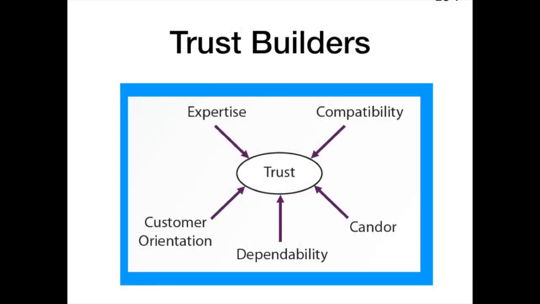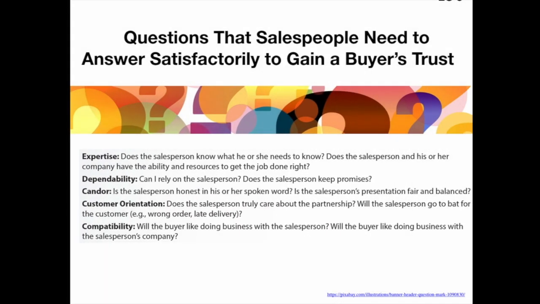So what are some things that build trust? For the salesperson, they can build trust with a prospect or a client in a number of different ways. These are probably the 5 most popular or most valuable. One is expertise. The other is compatibility, candor, dependability, and having customer orientation. So what do we mean by those?